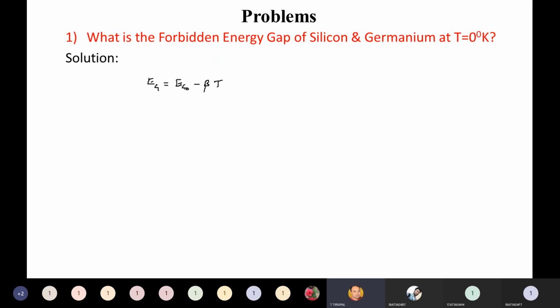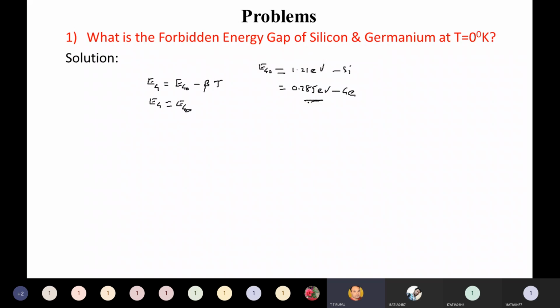So what is Eg naught? Eg naught is energy gap at 0 degree Kelvin, isn't it? So at 0 degree Kelvin T is equal to 0. What do you get? Eg is equal to Eg naught. So what is the value of Eg naught for silicon? It is equal to 1.21 electron volts. And for germanium it is equal to 0.785 electron volts.